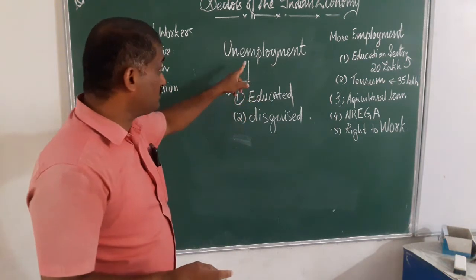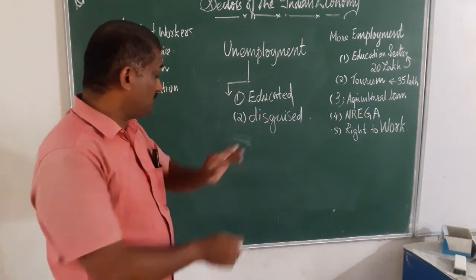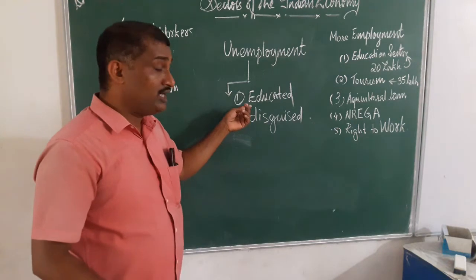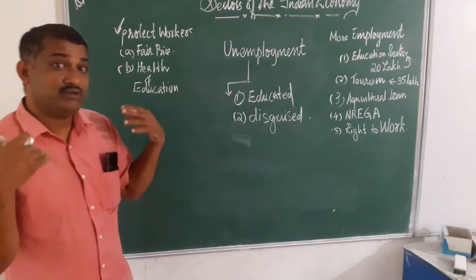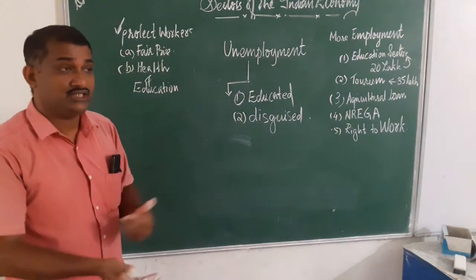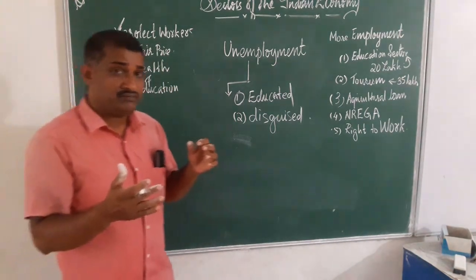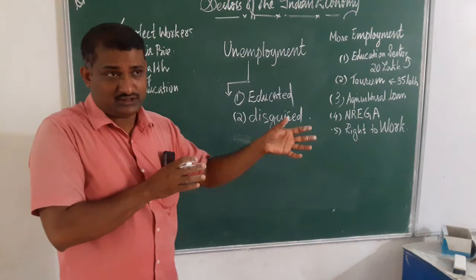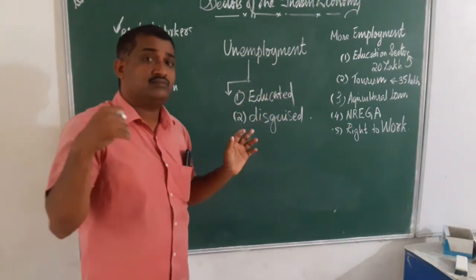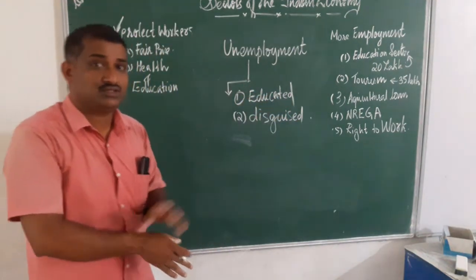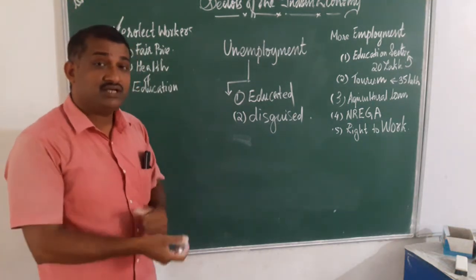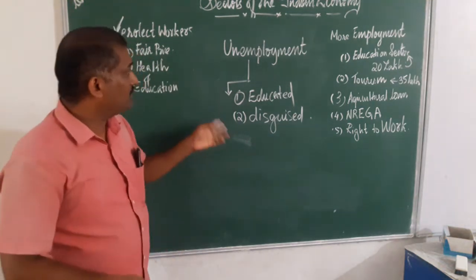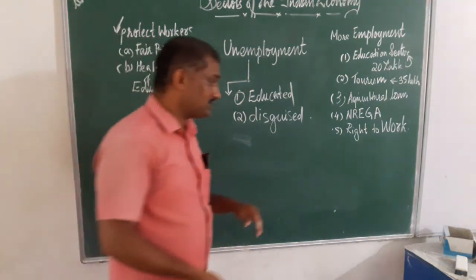Most of the jobs in the unorganized sector happen due to educated unemployment. People are educated, they may be matriculated or graduated, but they don't find any job at all, because jobs are very few. There may be jobs for thousands of workers, but 10,000 or 20,000 people are there. How will the other people find work? So they will go to the unorganized sector.